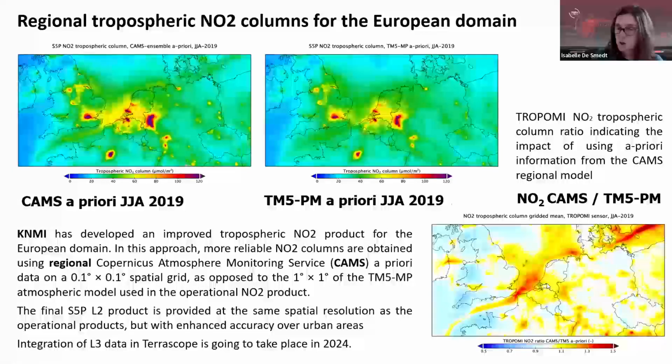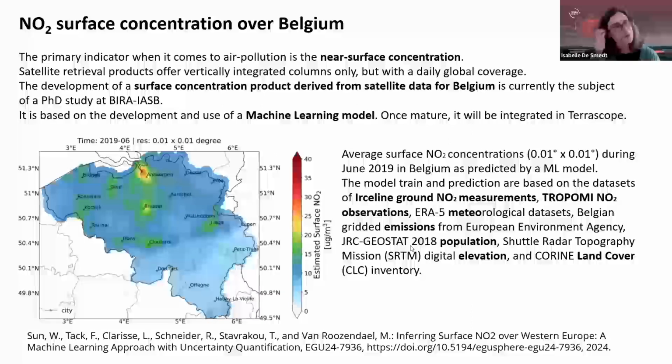So here you see the ratio between the two different products with an improved spatial resolution around the cities or along the shipping lanes, for example. So the product will be provided on the same spatial grid as the operational product, but we will be able to see an improvement in the spatial resolution. So also coming soon.